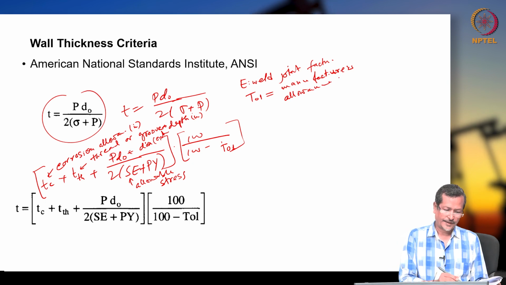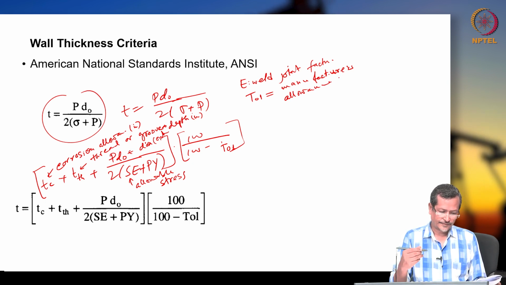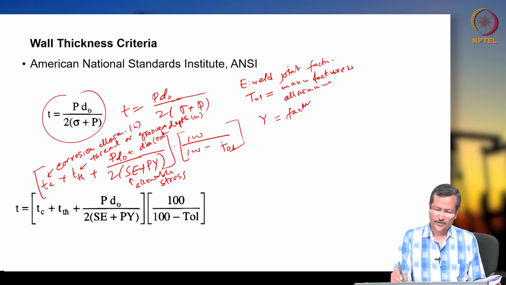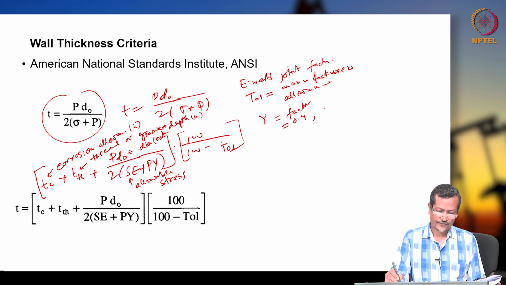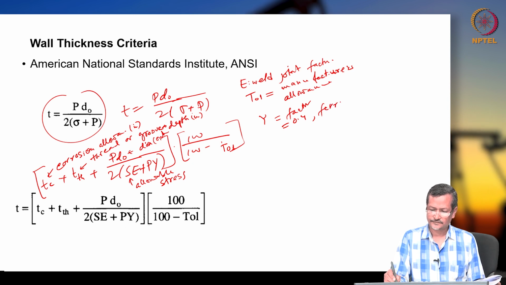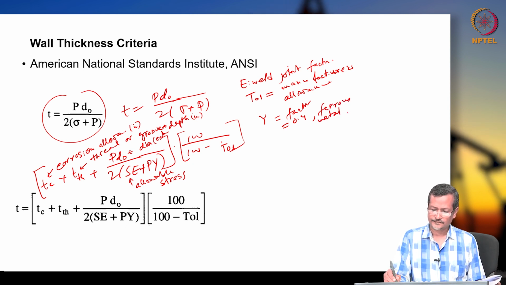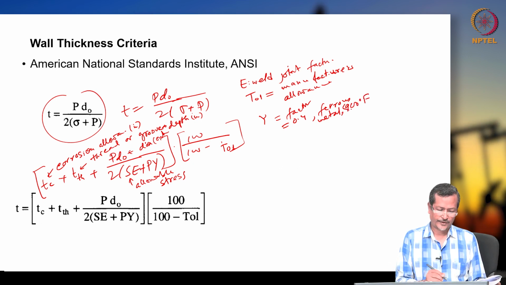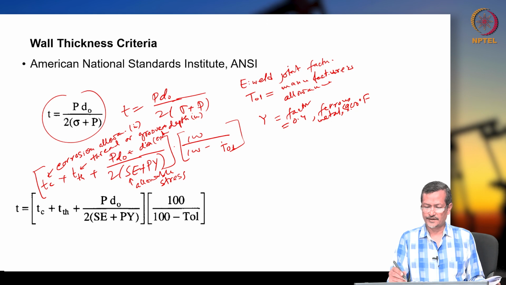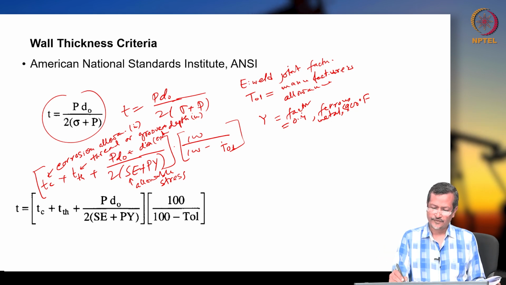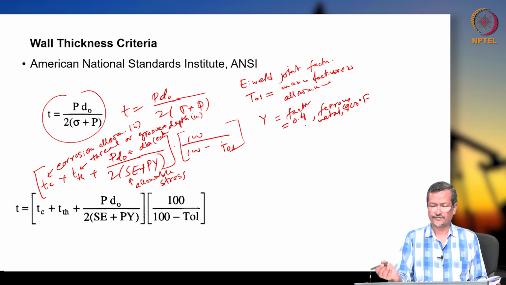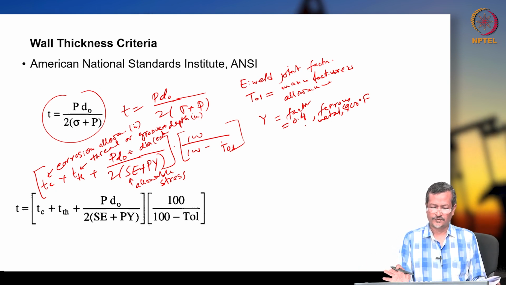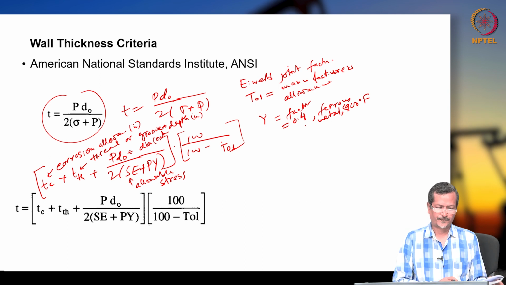And this Y is a factor, equal to 0.4 for ferrous metal below 900 degrees Fahrenheit. When the temperature is below 900 degrees Fahrenheit, you can use this 0.4. If you have more than that, then you can use a different factor, but for simplicity I am not giving other values, just because we will be solving some problems using this value.